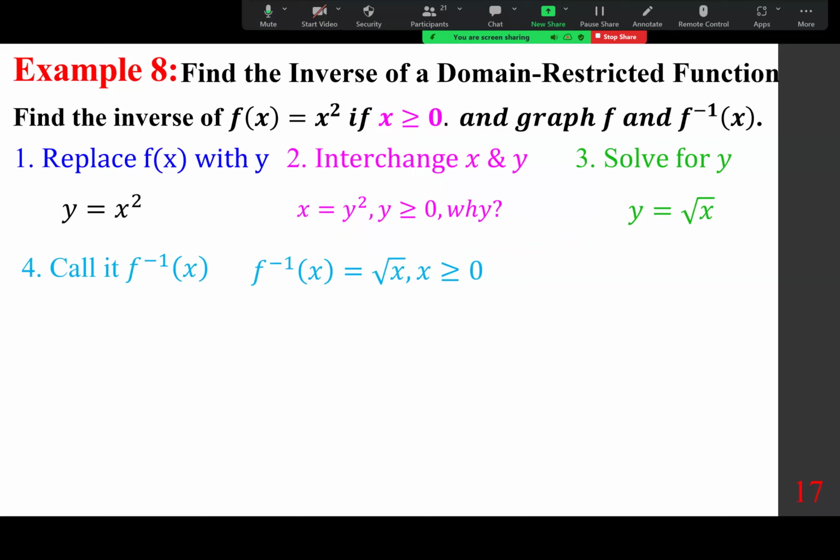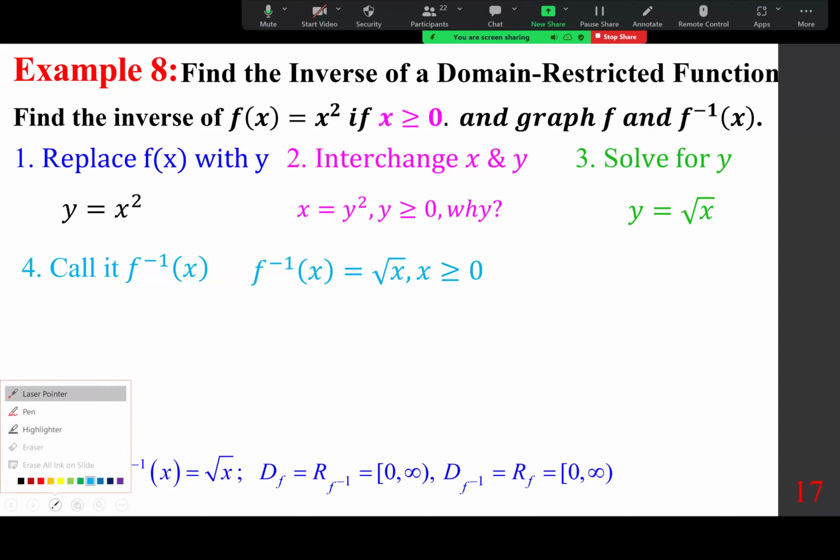Now let's prove that it's correct by looking at their composite function. So we're going to look at f of f inverse. And again, reminding everybody that when f inverse of x is the square root of x, domain of f is range of f inverse. Okay. So that's why we have this one, or 0 to infinity. Domain of f inverse is range of f, and it happened to be 0 to infinity also. Because you know the domain for this one. You should know the domain for this one.